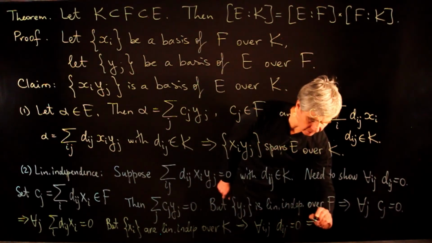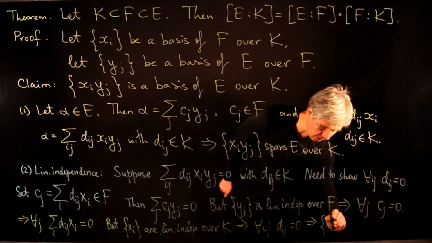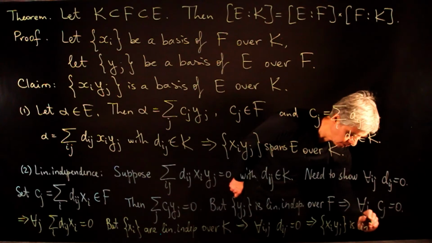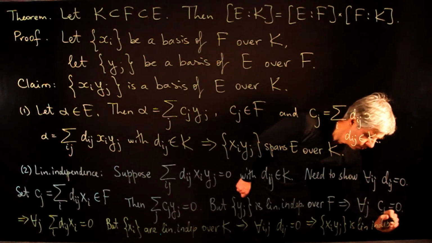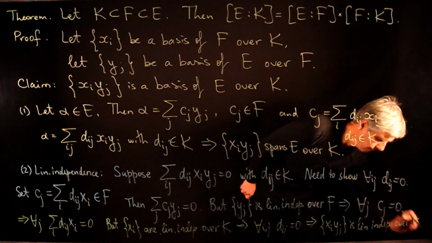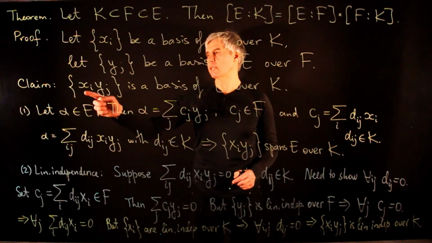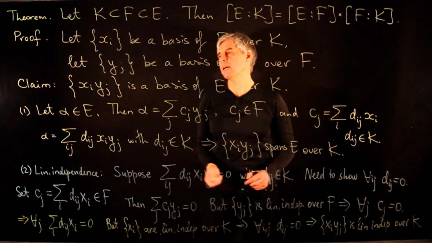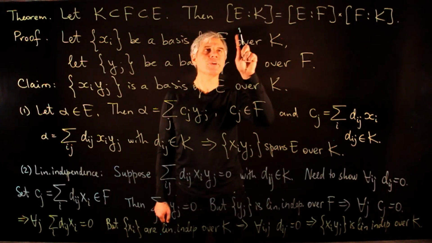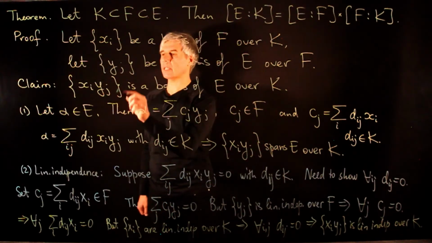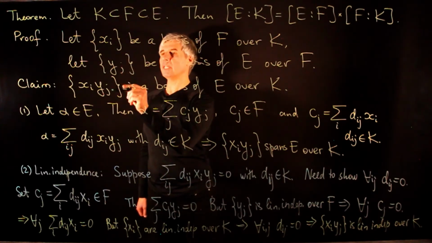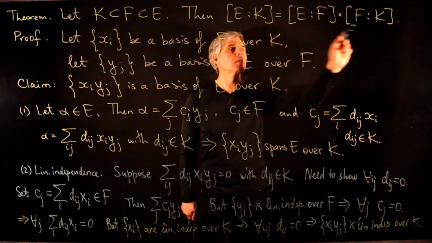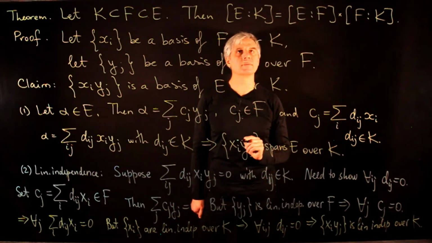And what we get is that the set of xi yj is linearly independent over K. And now we conclude that the set of these products is a basis of E over K, and since the dimension of a vector space is the number of vectors in its basis, and we have this multiplicative relation between these three different bases, we conclude the desired equality.